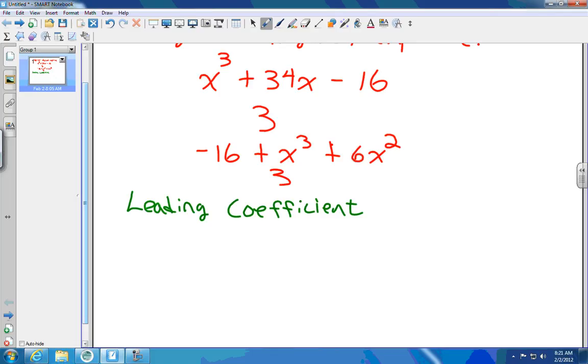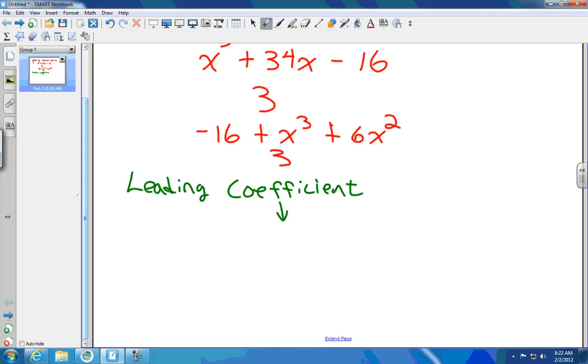And the leading coefficient is the next thing you will have to know. The problems will ask you to name the degree and the leading coefficient. So you're going to have both of those things in each problem. And that is simply the coefficient that's with that highest degree term. The coefficient that's with the highest degree term.